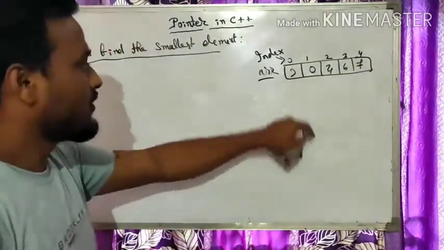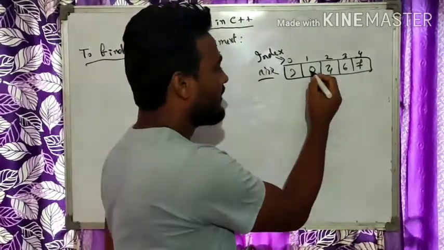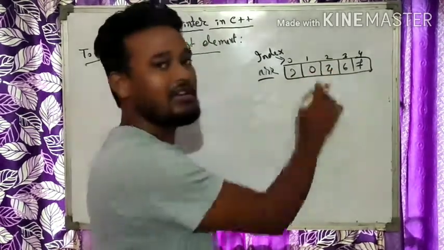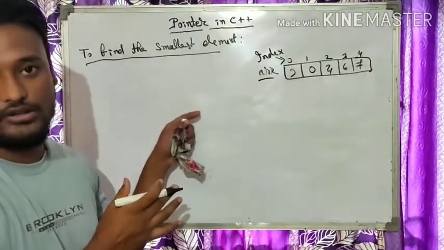Okay. So if you go through this, easily you can say which is the smallest element here? 0. And this 0 is in which index? 1. That means the second element. Okay. Now we are going to write it using programming.